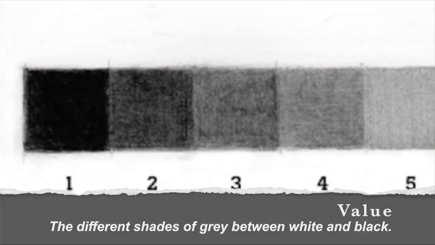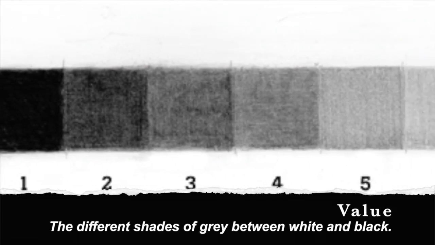Now, I don't mean to wear you guys out with value, but it really is that important. What is it? It's the different shades of gray between white and black. And notice here, they've actually gotten this one numbered correctly. The higher the number, the lighter the value. Some value scales get that backwards. All right, let's take a look at this example.